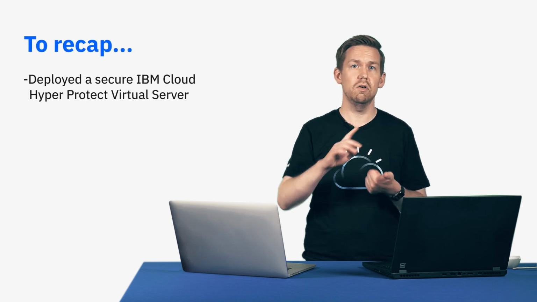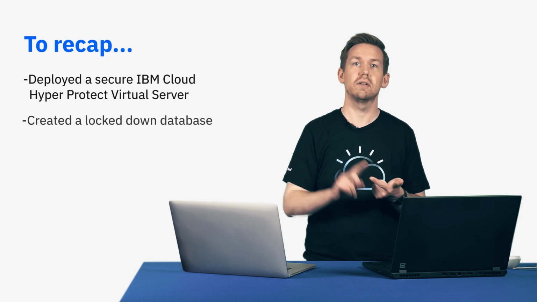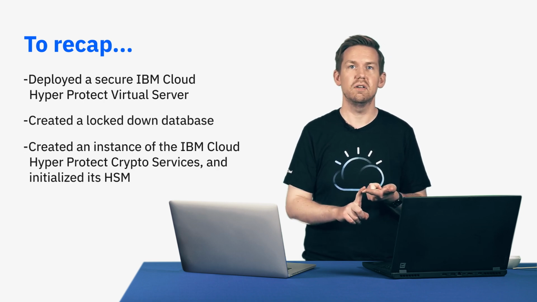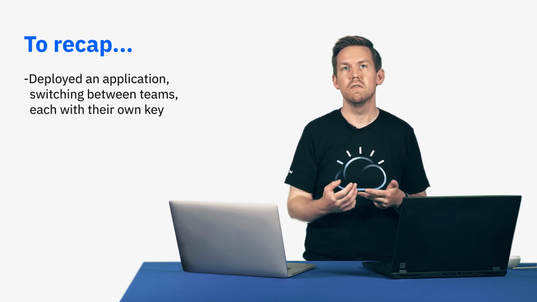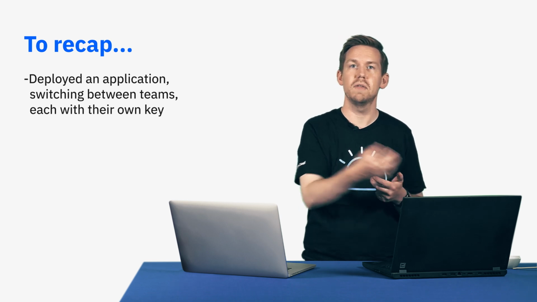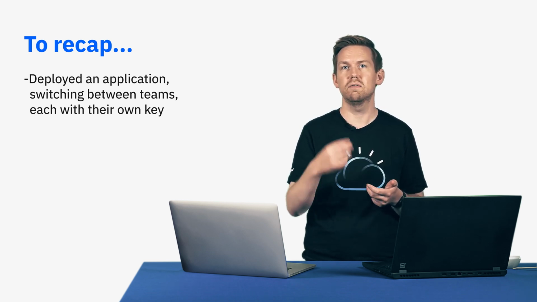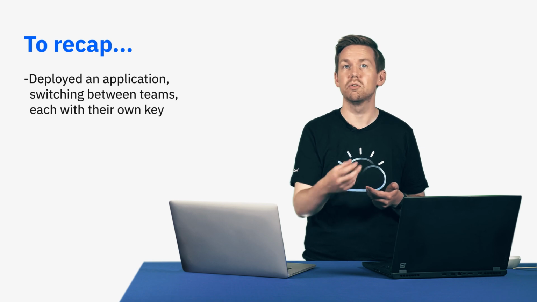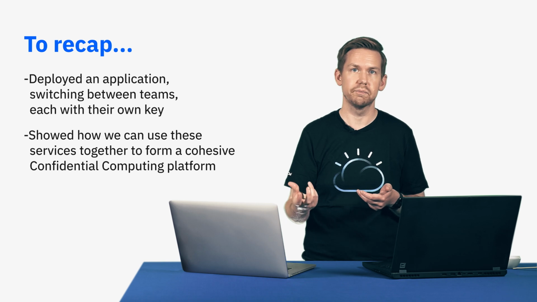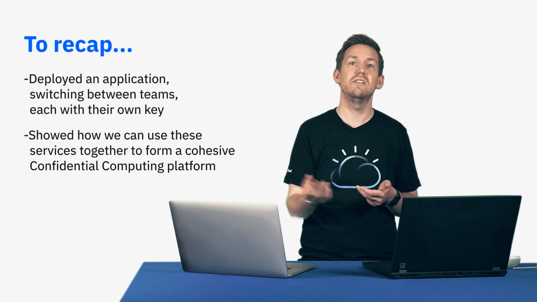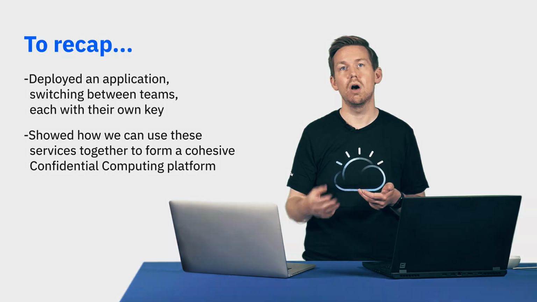So let's summarize what we've just done here. We deployed a secured virtual server, we created a lockdown database, and we created an instance of the HyperProtect crypto service, and then initialized its HSM. Using these three different services, we deployed an application that's able to take data from the end user, encrypt that using different keys for different teams from the crypto service, before pushing that encrypted data into a consolidated database. In turn, this creates a cohesive, confidential computing platform on IBM Cloud.